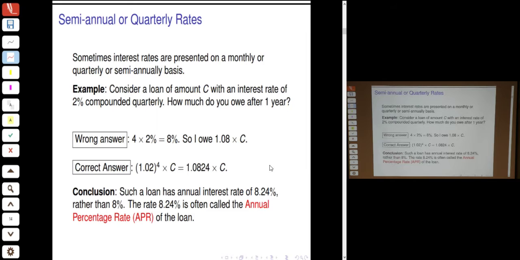So you can also do semi-annual, quarterly and other rates. Sometimes interest rates are presented on a monthly or a quarterly or a semi-annual basis. So here is an example. If you have a loan amount C with an interest rate of 2% compounded quarterly, how much do you owe after 1 year? So if you were doing it linearly, for every quarter you have 2%, so you just add them up, 8% for the year. So if 8% is interest and of course the principal is C, then it's 1.08 times C. But this is the wrong answer because interest is compounded.